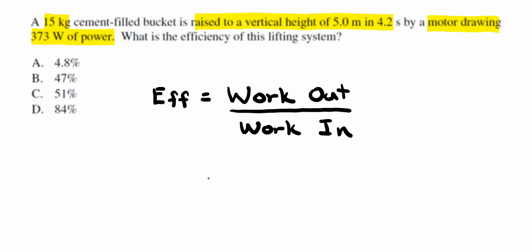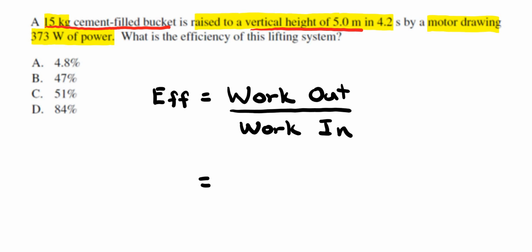All right, so this is actually very similar to the previous problem, right? So the work output is that we raised this particular 15 kilogram cement-filled bucket to a height of 5 meters. So that is your work output.